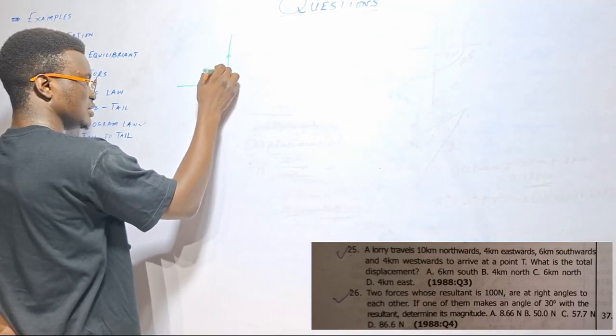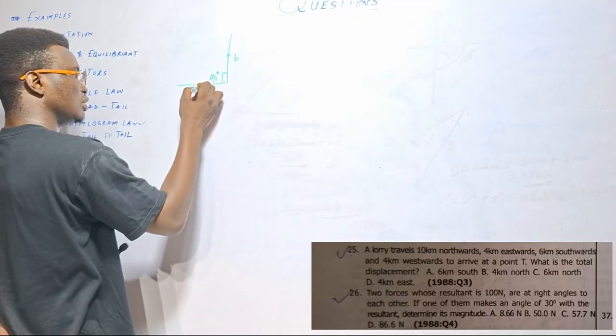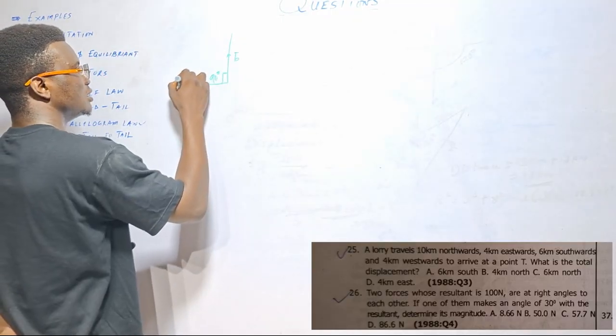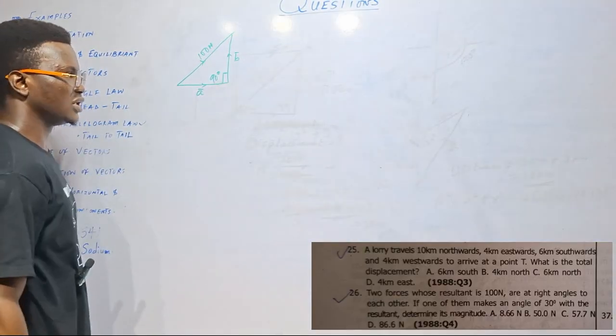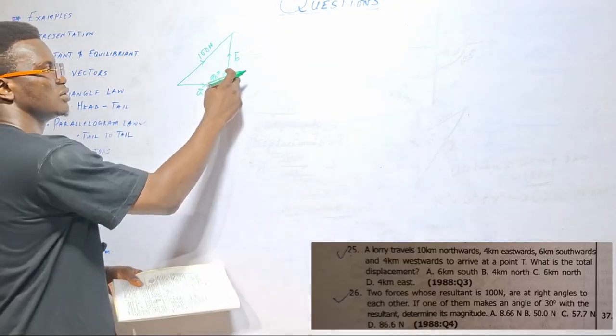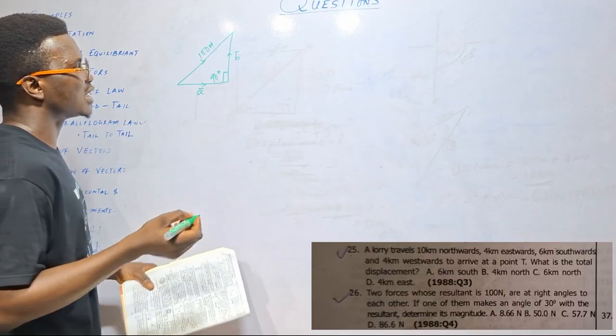So starting from the origin, you remember how we used to do it. If they move head to tail, then the resultant will be from the starting point. So let's say that's vector A and vector B moving head to tail. Then the resultant is from the starting point, that's R, to the finish line, which is what they gave us as 100 Newton.